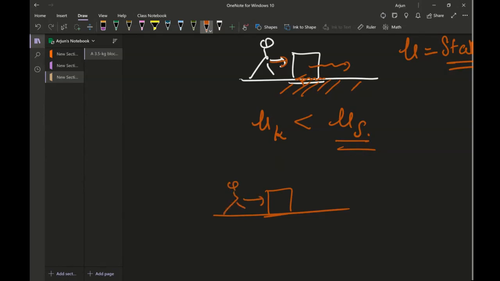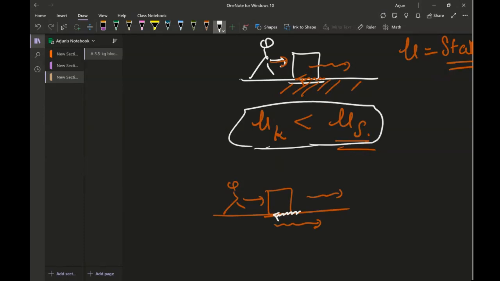It is hard to make it move to begin with. Once the object starts moving, let's say you're pushing the sofa or the couch, and once that sofa or couch starts moving in the forward direction, at that time it becomes relatively easier for you to push it in the forward direction. But the initial push is always the toughest. And that is because mu s is always greater than mu k.